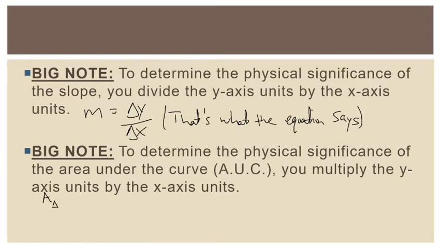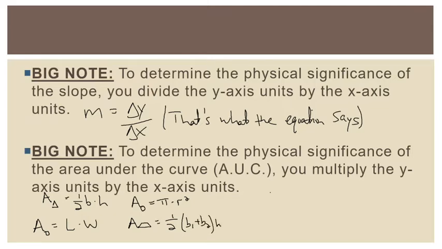The area of a triangle is 1/2 base times height. The area of a rectangle is length times width. The area of a circle is pi r squared. The area of a trapezoid is the average of the bases, 1/2 b1 plus b2 times the height. So all of these equations, they all involve multiplication.